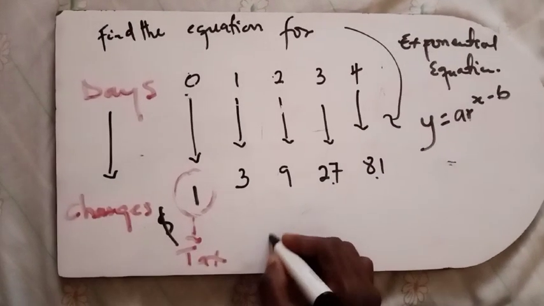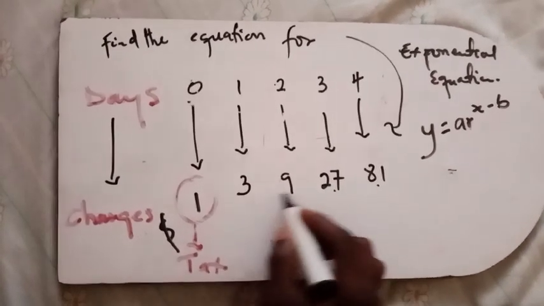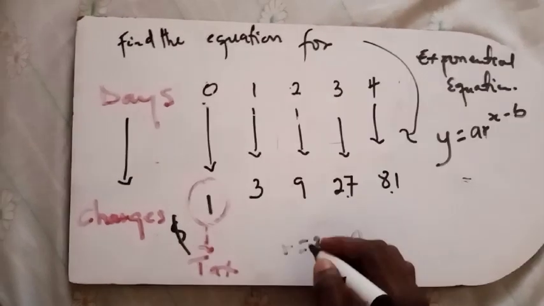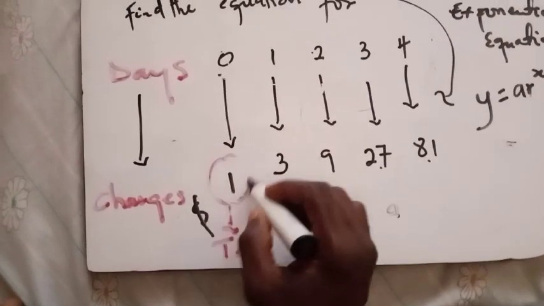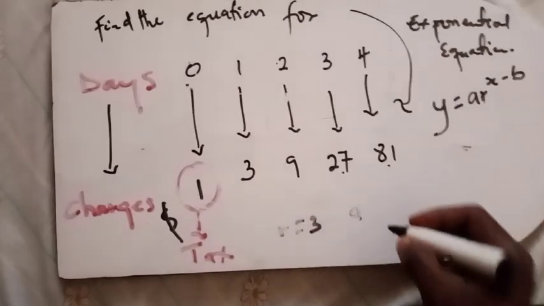So R was equal to 3. After finding the ratio between these, we had 3. What about A? A here is going to be the first charge that you are going to pay. So your first charge is the most important thing. A is the first charge.